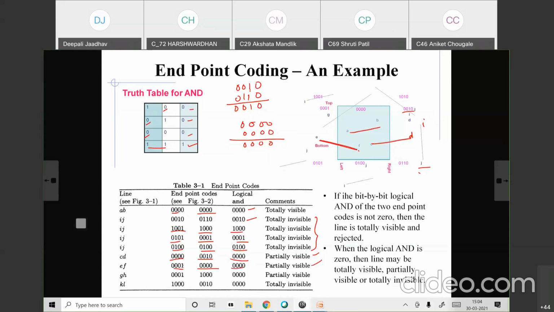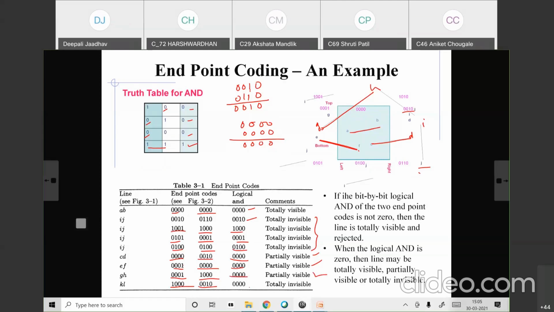Now the next one, GH. This is GH. 0001 means on the left hand side, and the other code means on the top. So G is on the left and H is on the top. When we perform the ANDing, all are 0.